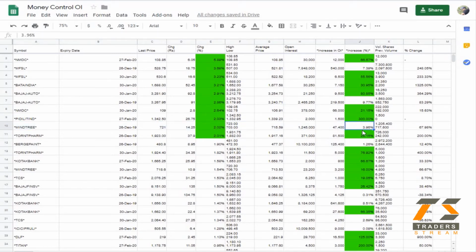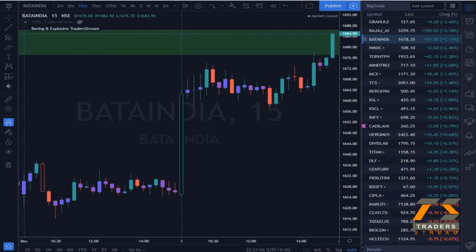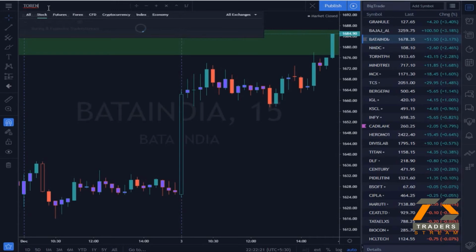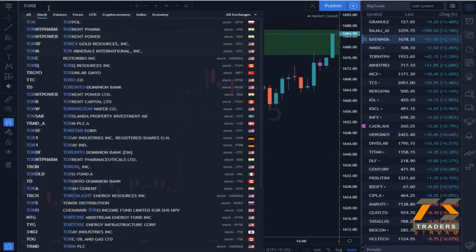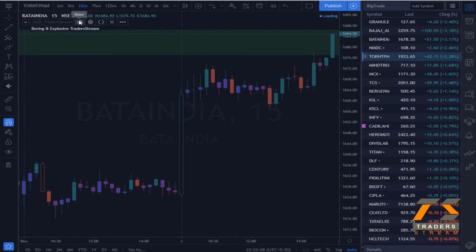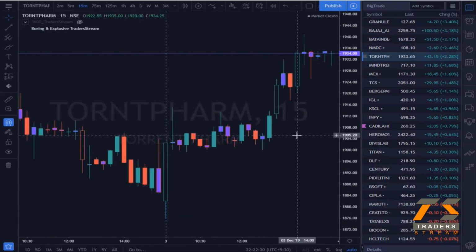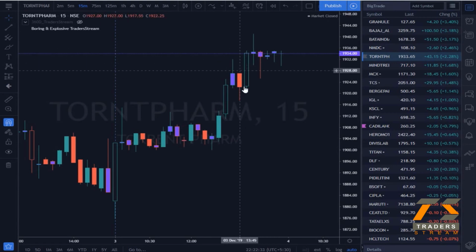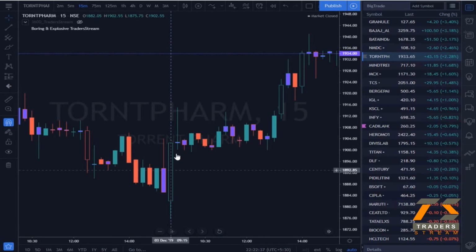Let's say Mindtree. No, the open interest increase was not more than 20%. Okay, Torrent Pharma. Torrent Pharma, yeah, the price is up about 2%, so our target is 1% and a 20% increase in open interest. So let's see what happened in Torrent Pharma. Okay, so Torrent Pharma we have. An explosive move and an increase in the price.